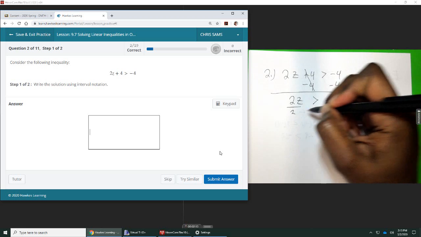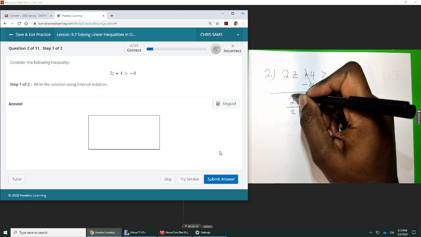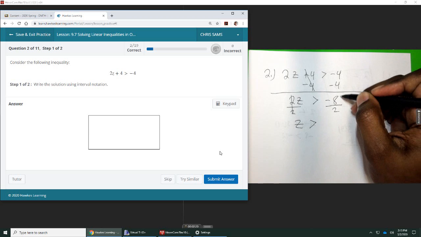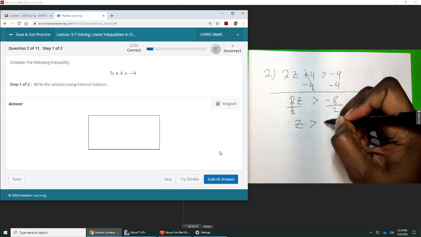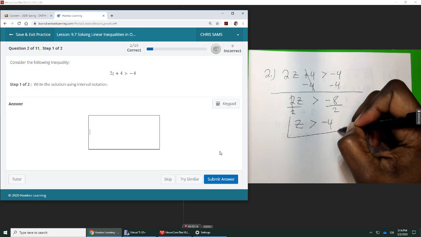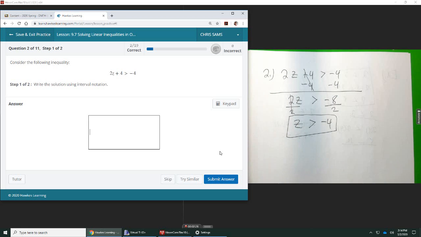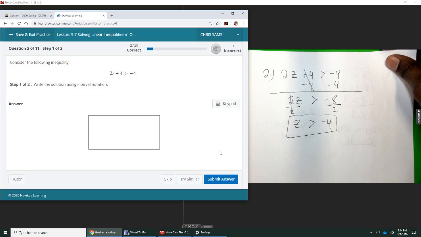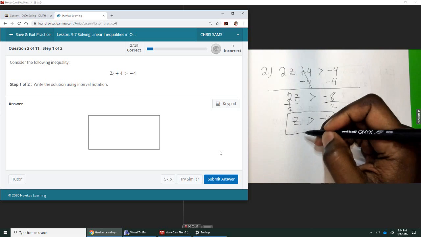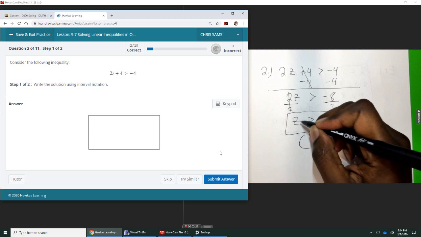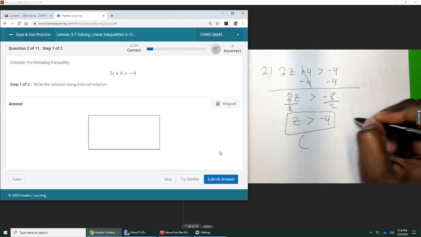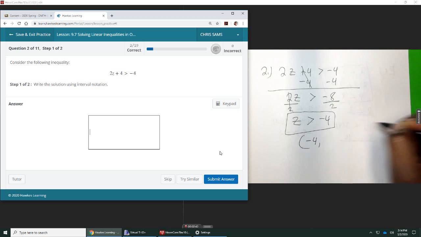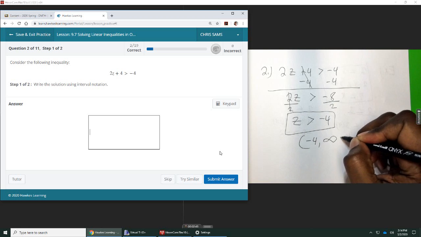And then we're going to divide by 2. Divide by +2. 2 divided by 2 is 1. So we get that z is greater than -8 divided by 2, which is -4. Okay, so here is this inequality, but they wanted interval notation. So I'm going to write a parenthesis. So remember, my variable's on the left, it's going to point me in the right direction. We're going to start out with -4, and then we're going all the way to positive infinity.